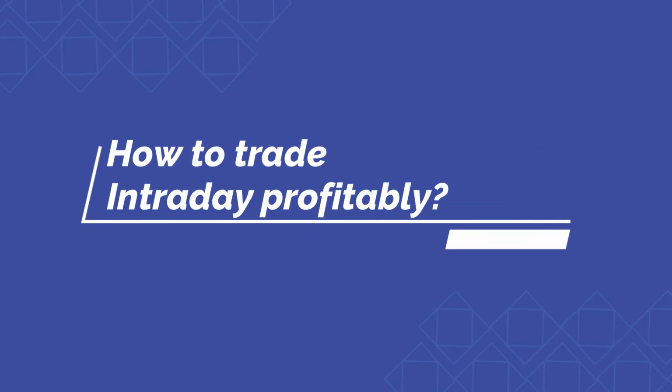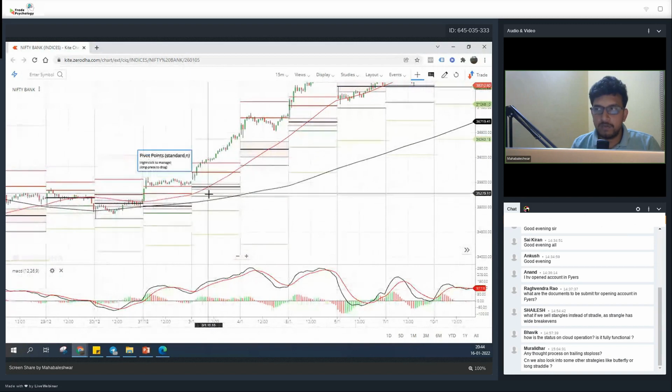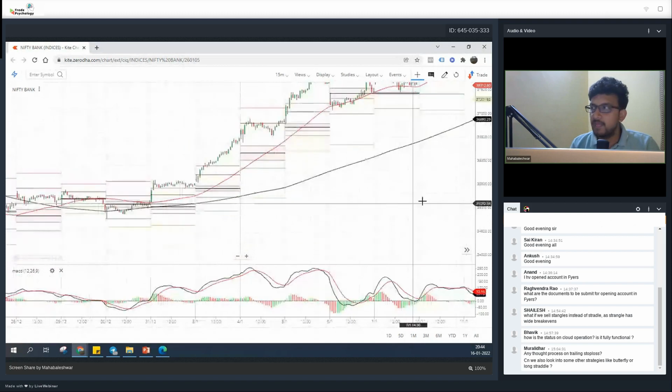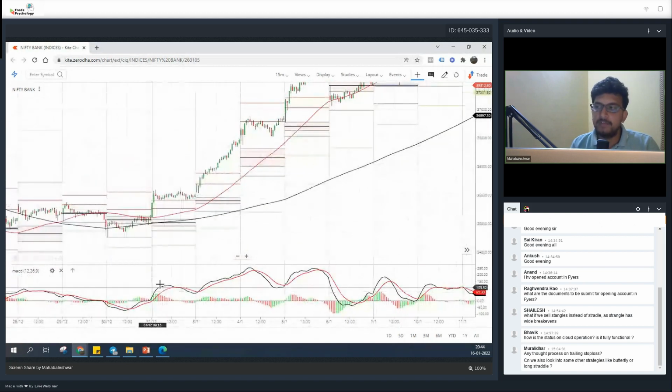How we can improve the performance? So technically, if you are looking for intraday, we use this setup. One is 50-day, 200-day, and pivot points. And also we added the CPR recently. And then we are using this MACD.